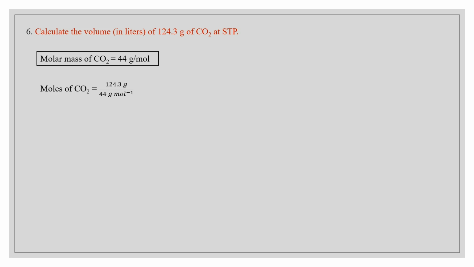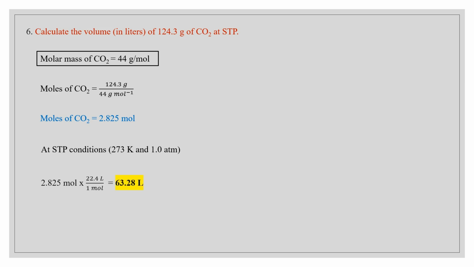Any mass value divided by its molar mass converts into the number of moles. Mass divided by molar mass gives 2.825 moles of carbon dioxide. Now the connection between moles and volume. Under STP conditions, standard temperature and pressure, 1 mole of any gas has a volume equal to 22.4 liters. So 1 mole volume is 22.4 liters, then the volume of 2.825 moles is 2.825 times 22.4. If you multiply both numbers together, the volume is 63.28 liters.